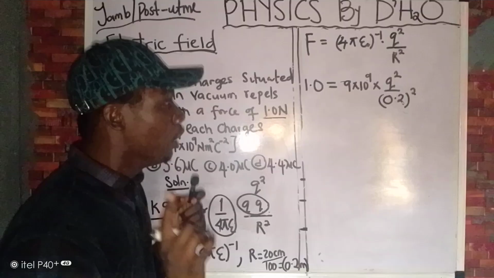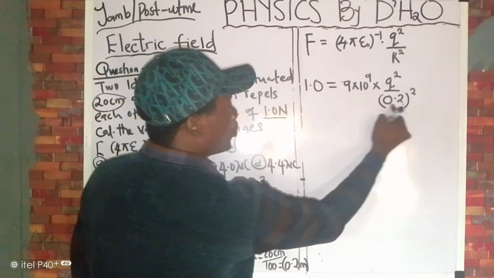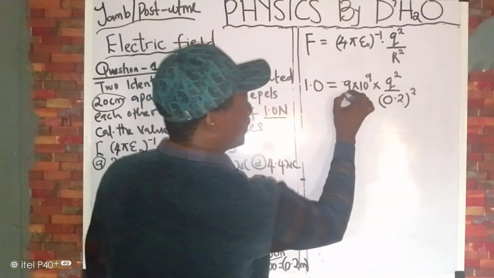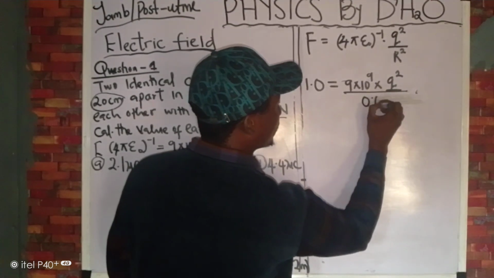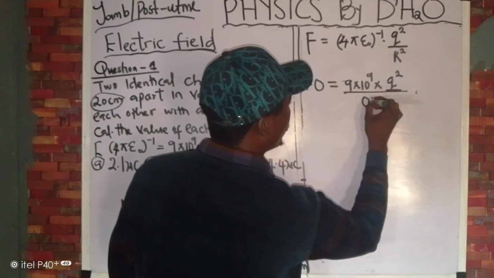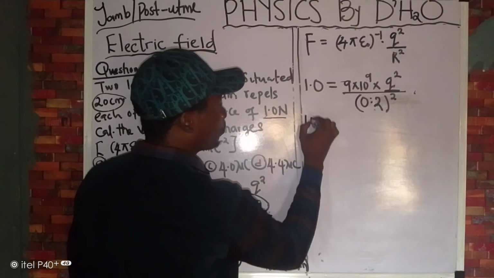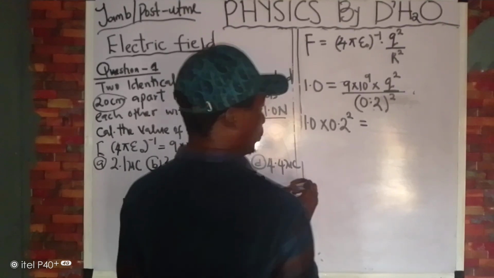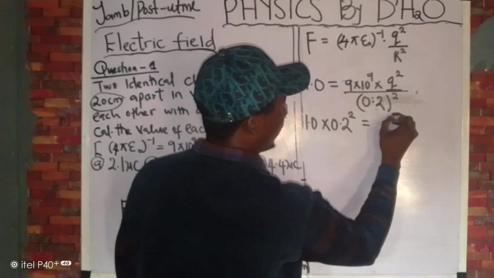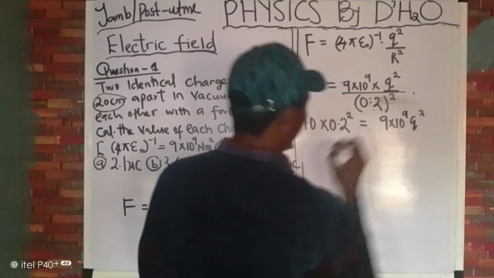Wow, that's interesting. So what do we do now? Very easy. You can cross multiply it. You can take it this way and shift this one, 0.2 squared. So we can cross multiply now. So you have 1.0 times what? 0.2 squared equals to, you have these two left. You have 9 times 10 raised to the power of 9, Q what now? Q squared.